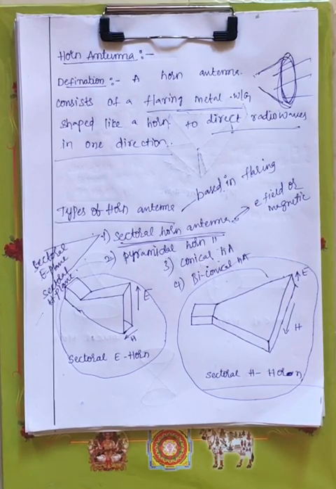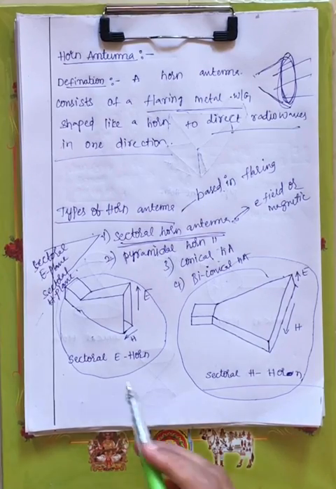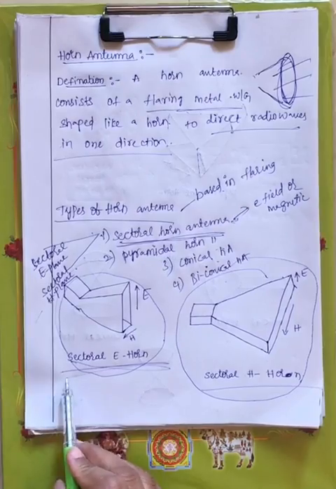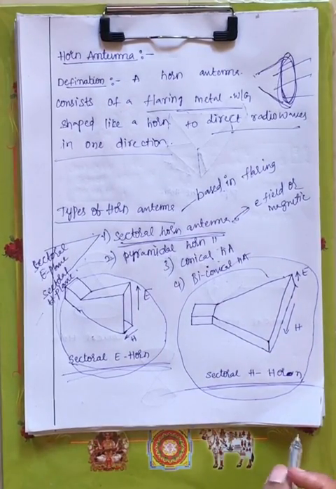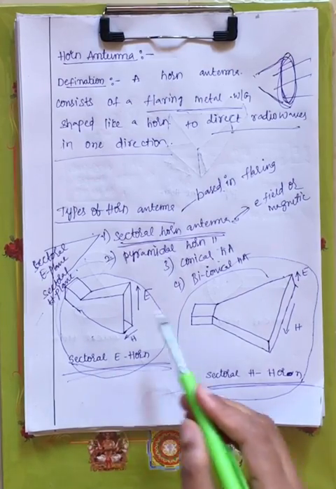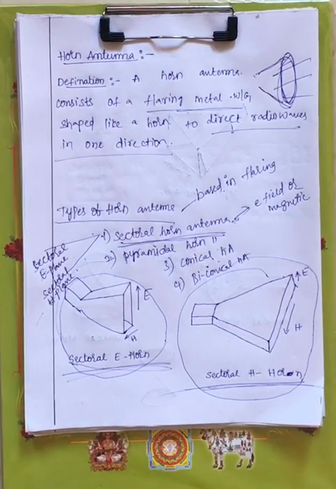Based on its flaring we have different types of horn antenna: sectoral horn antenna, pyramidal horn antenna, conical horn antenna and biconical horn antenna. Coming to the sectoral horn antenna, flaring is done only in one direction. That direction may be either electric field direction or magnetic field direction. If flaring is done with respect to electric field direction, we call it sectoral E horn. If flaring is done with respect to magnetic field direction, we call it sectoral H horn. These are the figures of your sectoral E horn and sectoral H horn.